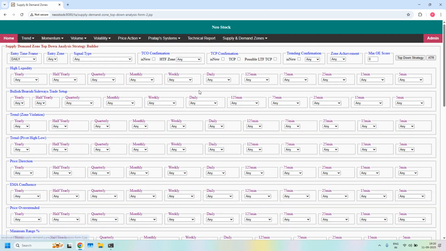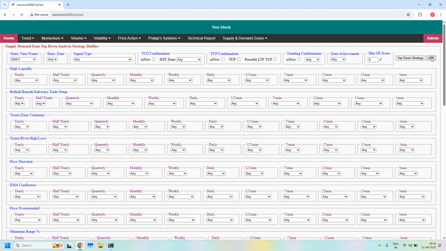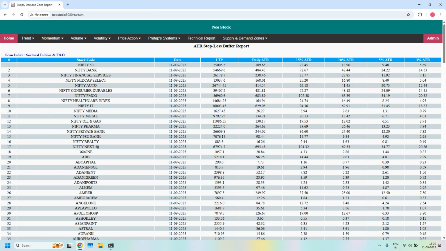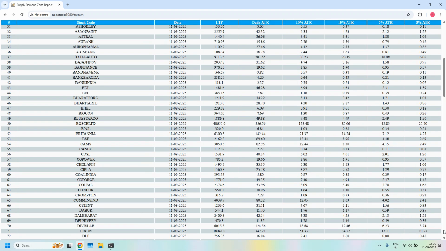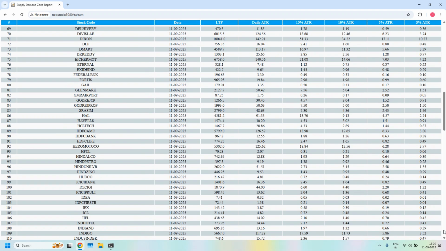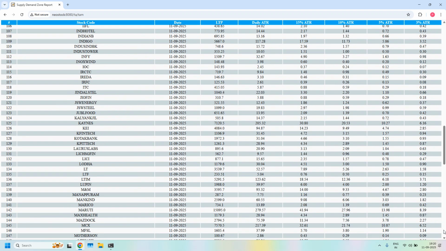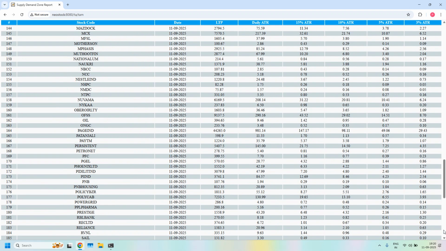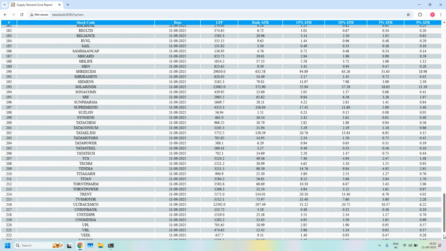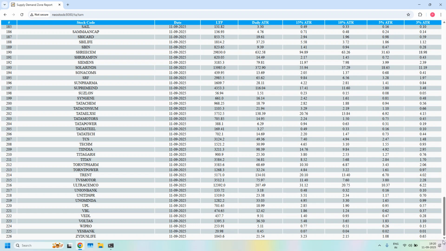And the final report, I am generating stop buffers based on daily ATR. So first 17 in this list are indices, remaining are equity stocks. I am scrolling the list down. Whichever the stock you want to refer, there pause the video, study, and then you can proceed further. I am scrolling the list down. This is the end of the report.